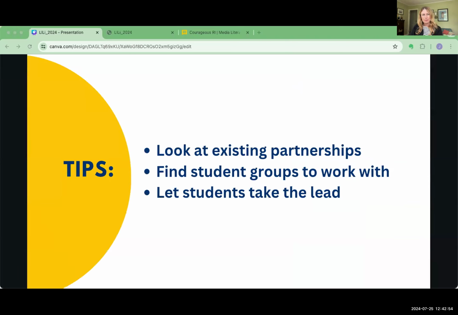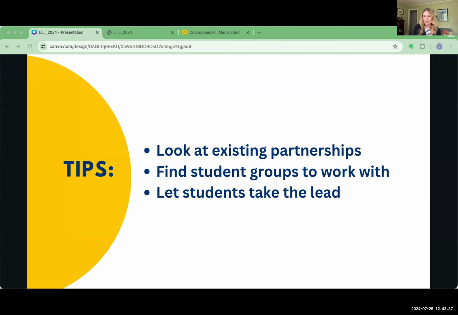So a few quick tips. If you're thinking about potentially implementing these, and if you're looking to implement them before the November election, you kind of have to act quick depending on when your college goes back into session. But I recommend looking at existing partnerships. So organizations that you already have a relationship with in the community. If you don't have any community relationships, maybe looking at student groups that might have an interest in media literacy. I've always thought that it would be fun to get the campus Democrats and Republicans together for something like this. And then let students take the lead. They'll really surprise you.